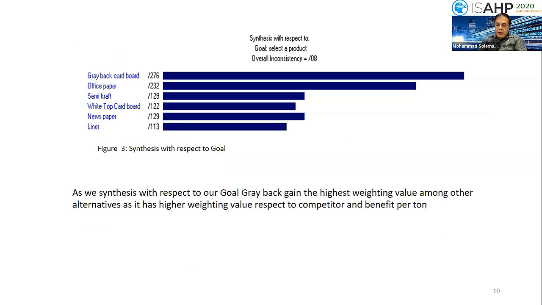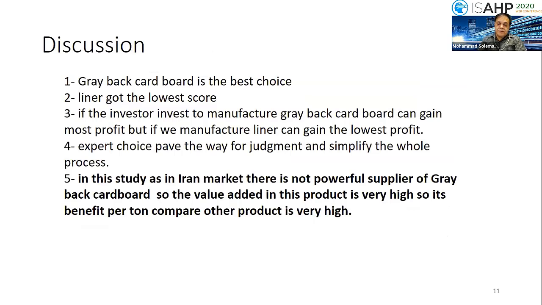As shown in Figure 3, grayback cardboard gains the highest score after synthesis with respect to the goal. Although office paper has the higher weighting value with respect to competitor, because of the effect of the other criteria, it gained second place. Grayback cardboard is the best choice, while the liner is the worst. Investors can be sure that by manufacturing grayback, they have less risk and most profit.